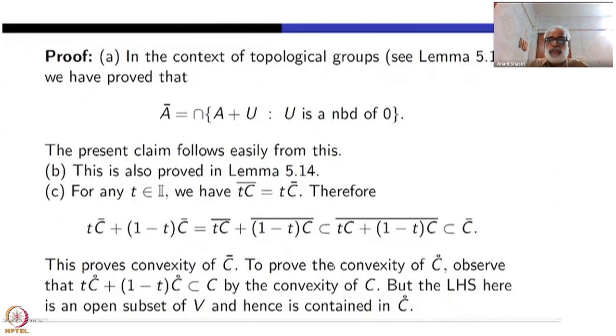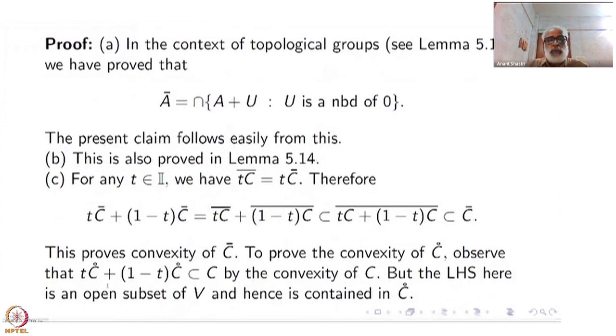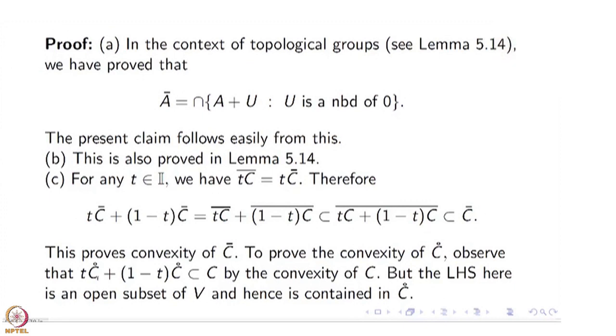Okay, now prove the convexity of the interior. Observe that T C interior plus (1 minus T) C interior is already contained inside C because C is convex. Some point here, T times that plus (1 minus T) times some other point here, is already inside C by convexity of C. But this one, T of C interior, is an open set. (1 minus T) times this one is also an open set. Maybe one of them may collapse to a single point. That is the caution. If T is 0 or 1 minus T is 0, it is a single point, not an open set. But it is already inside the interior of C bar.